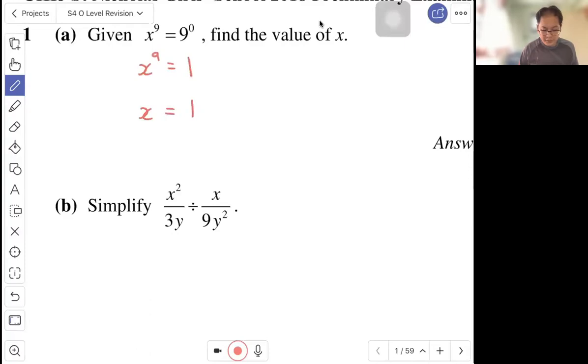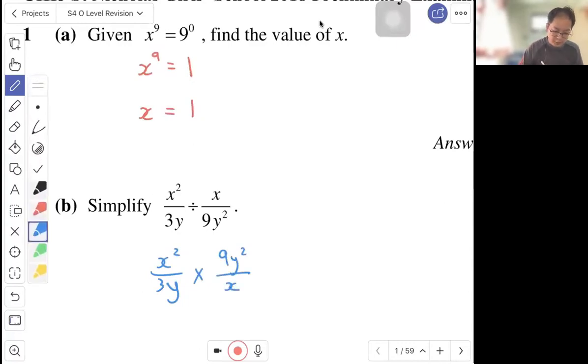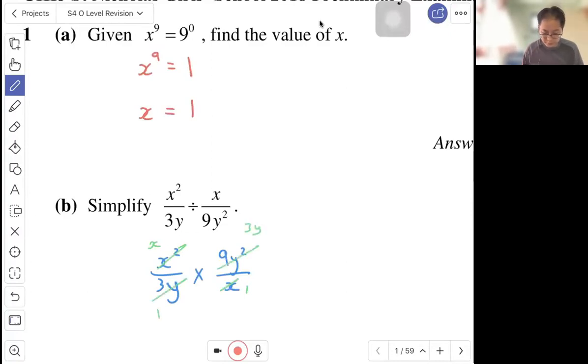Part B. Simplify x squared over 3y divided by x over 9y squared. So divide changes to times. Flip around, you get 9y squared over x. Next, we do cancellation. x squared divided by x is x. Next, 9y squared divided by 3y, so you're left with 3y. Last, x times 3y equals 3xy.